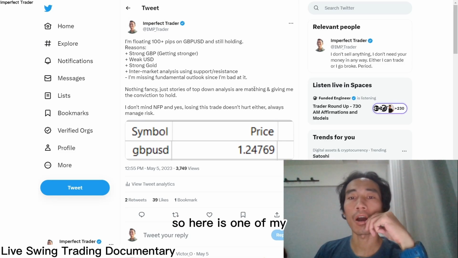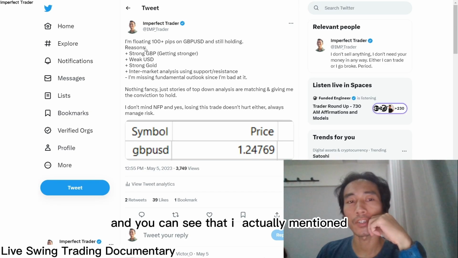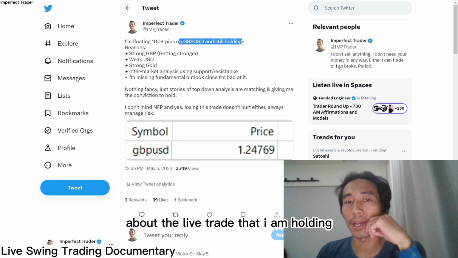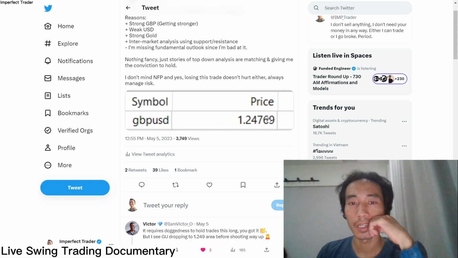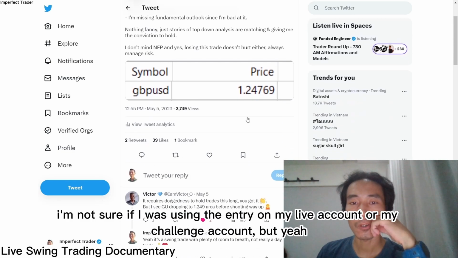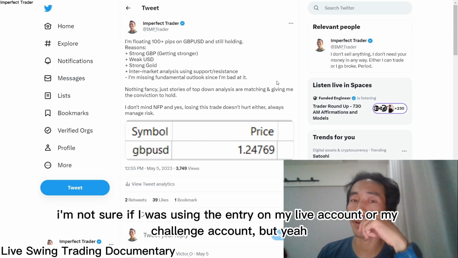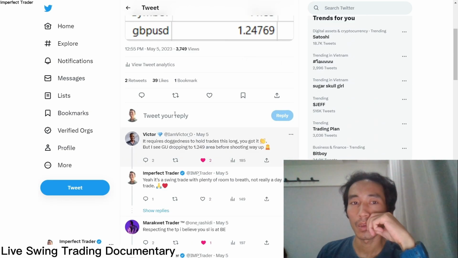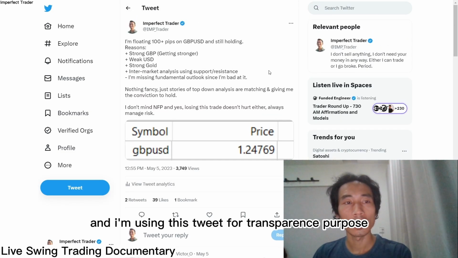So here is one of my tweets on Twitter, and you can see that I actually mentioned the live trades that I am holding with a little screenshot of my entry. I'm not sure if I'm using the entry on my live account or my channel account, but I'm using this tweet for transparency for this video as well.